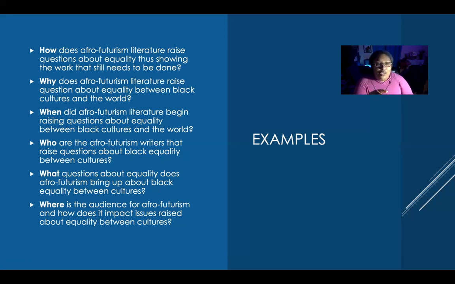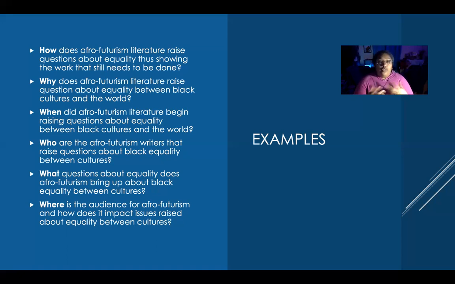So let's go with the next one. When did Afrofuturism literature begin raising questions about equality between Black cultures and the world? That's interesting. As a literary person who reads Afrofuturism, that's an interesting question. Who are the Afrofuturism writers that raise questions about Black equality between cultures? Another could be, who are the characters that Afrofuturism writers depend on to raise the questions about Black equality between cultures? So you can do that. Another one: what questions about equality does Afrofuturism bring up about Black equality between cultures?